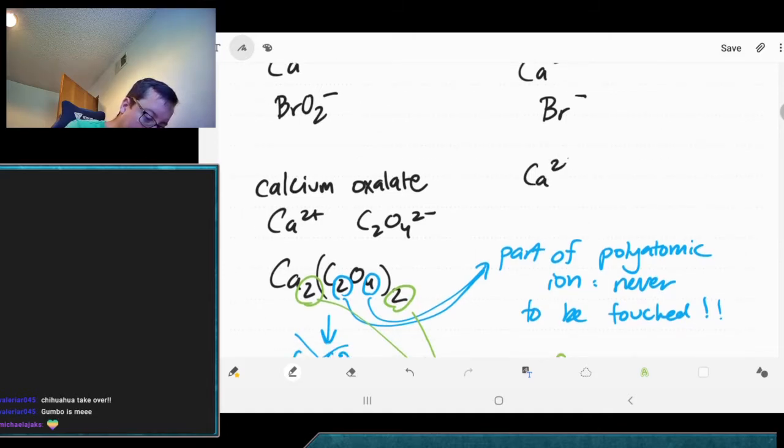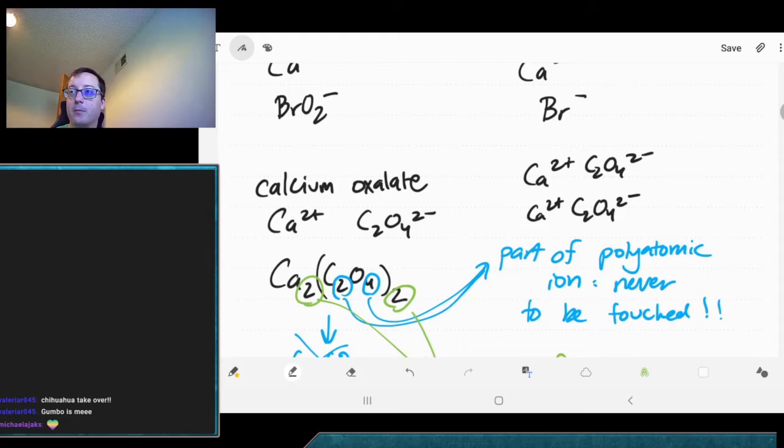We've gotten rid of the second unit, because if we were to draw this out, we'd say, we've got calcium, we've got an oxalate, we've got another calcium, we've got another oxalate. It's easier to just say, well, I just have the one set. And so that's why we reduce, because it's redundant to have duplicates.